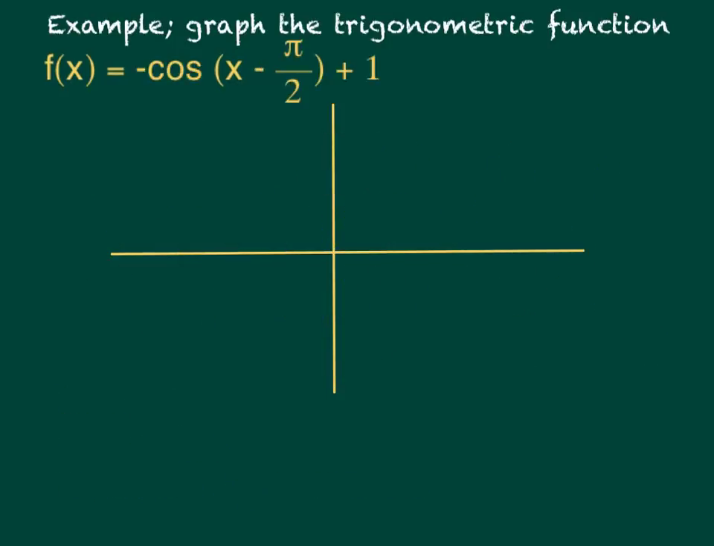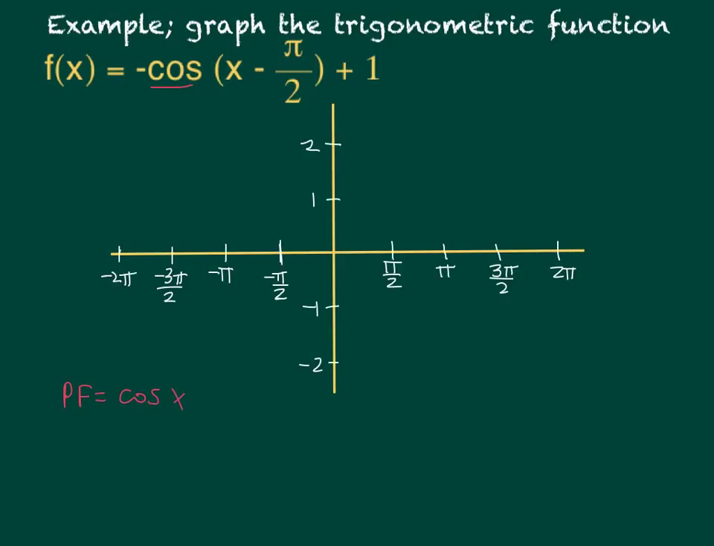For this next one, the first thing we want to recognize is our parent function. Our parent function is cosine of x, so I'm going to graph that. Our parent function will cross at 0, 1, and it will cross at my pi over 2's. And our peaks and valleys will be at the pi's. So that is my parent function.